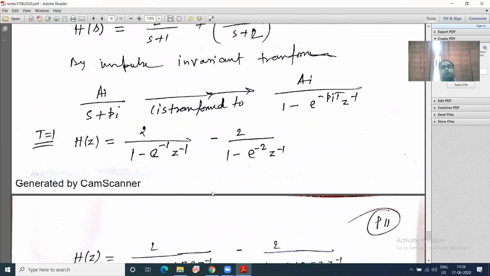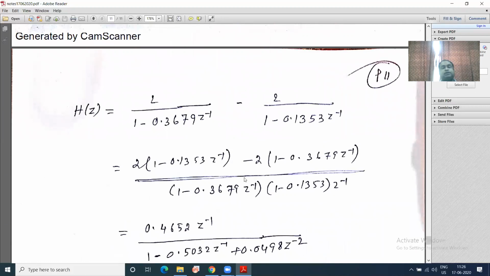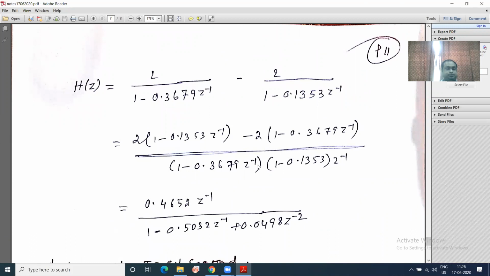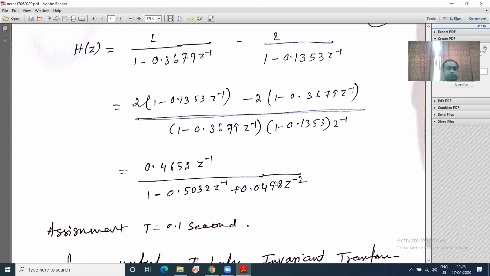Now therefore, if we look at this and simplify this further, suppose I multiply this by z square, then what are the locations of the poles? The locations of the poles will be 0.36 and 0.13. They are all within the unit circle. The poles that are in the left half of the S plane will be mapped within the unit circle.